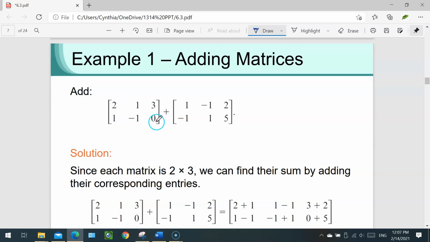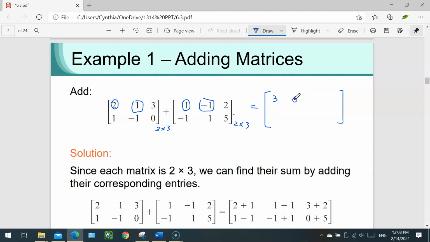The first matrix is 2 by 3. The second matrix is 2 by 3 as well. This indicates that yes, they can be combined together. Now the way we combine two matrices, we go with the same corresponding position and sum them together. So we use 2 plus 1 equal to 3. 1 plus negative 1 equal to 0. 3 plus 2 equal to 5.